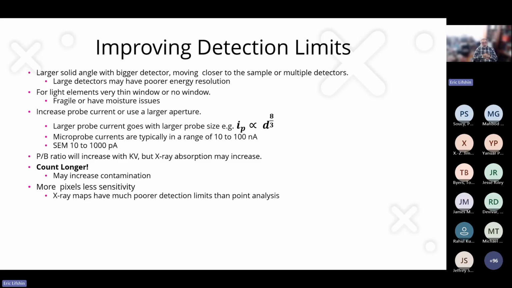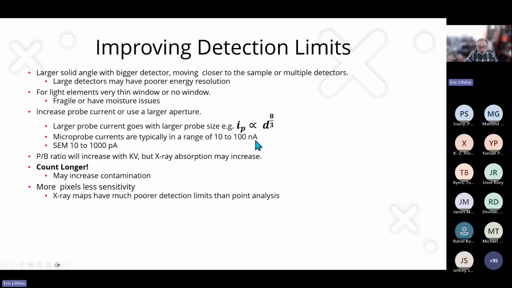Way back when environmental SEMs first came out, I tested the first one, the old Electroscan, and I was looking at water with metals dissolved in it, and that was great up until the time that the water vapor penetrated the thin window, and I had ice buildup on my detector, and then the whole thing had to be heated to get the ice off of there.